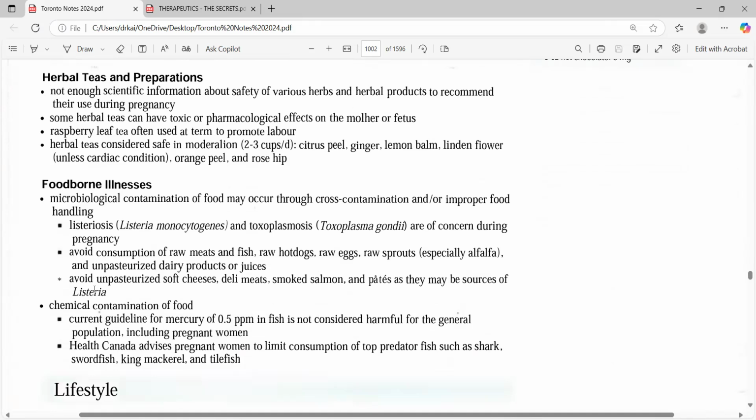Foodborne diseases can be there. In that case, what are those ones? Mainly with the fish. What is the important thing? Just for your idea, it contains mercury. And this question is also, I think, in the MCC practice test, where there is chemical contamination of the food.